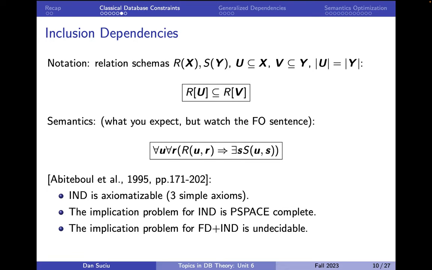Yes, please. Is this basically just saying that if I take R, like big R, and I project onto U, and I take S and I project onto U, those two are the same? Yes, except that on S you project on V. Why V? Because it might have different names.